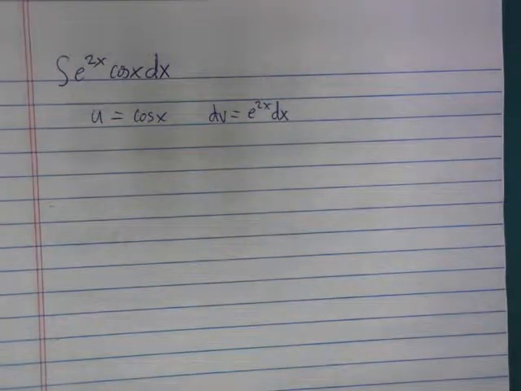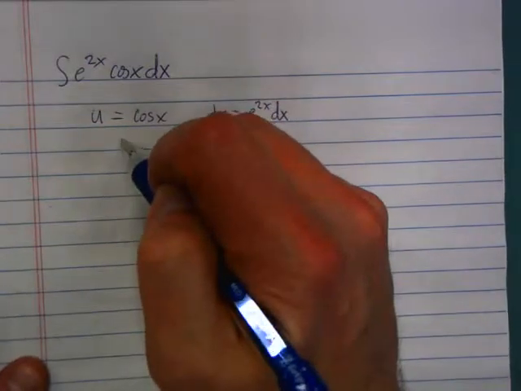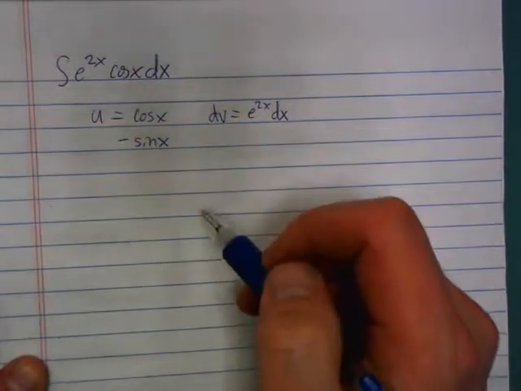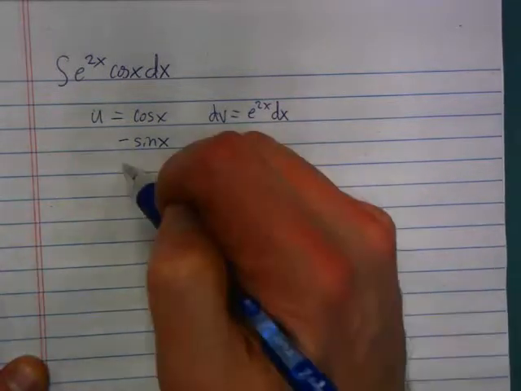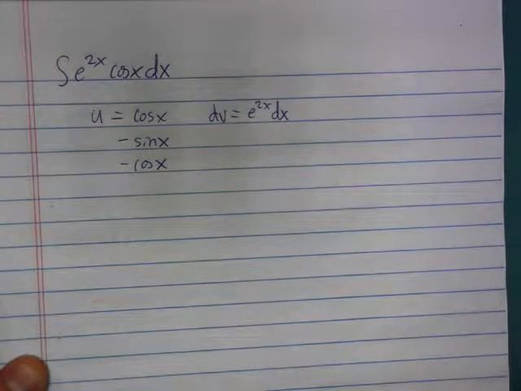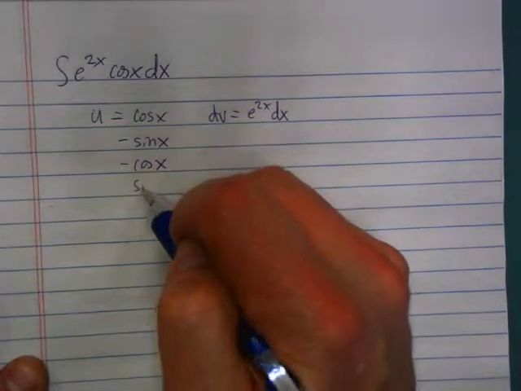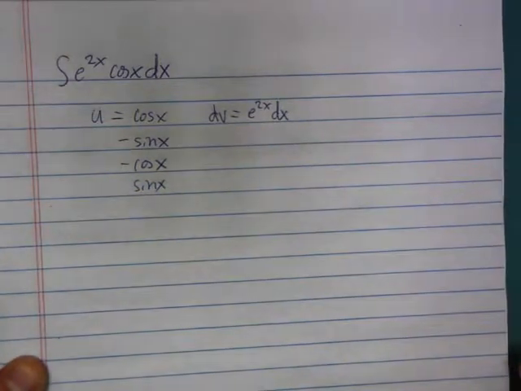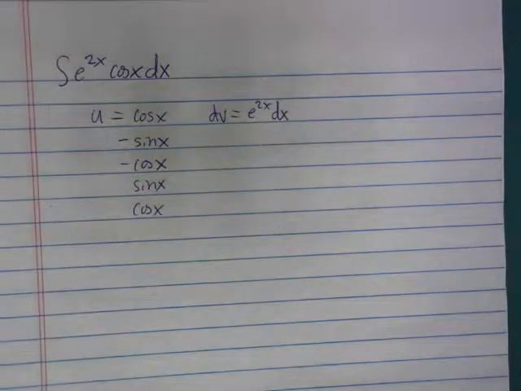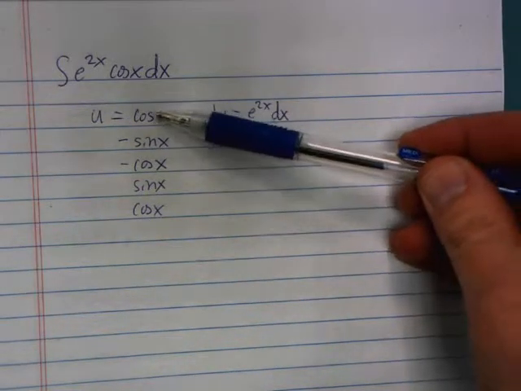So I start taking derivatives. Derivative of cosine is negative sine. Derivative of negative sine is negative cosine. Derivative of negative cosine is sine. Derivative of sine is cosine, and at this point we should see that we've looped back.